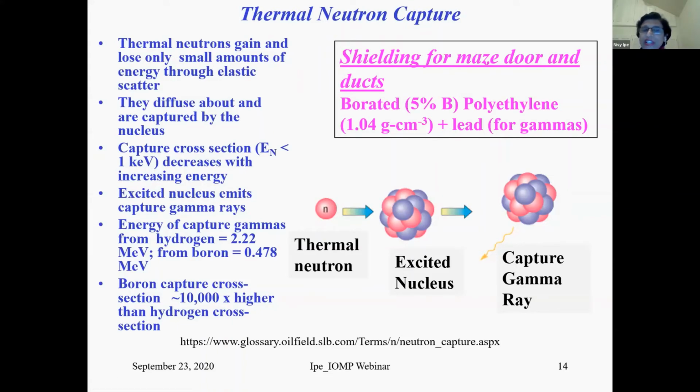The energy of the capture gamma rays from hydrogen is 2.22 MeV, whereas from boron, it's only 0.478 MeV. And further, the boron capture cross-section is 10,000 times higher than the hydrogen cross-section. So if we are shielding for a maze door or any ducts that are penetrating above the door, we typically would use borated polyethylene and lead.